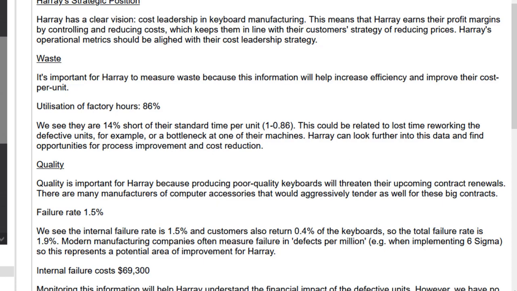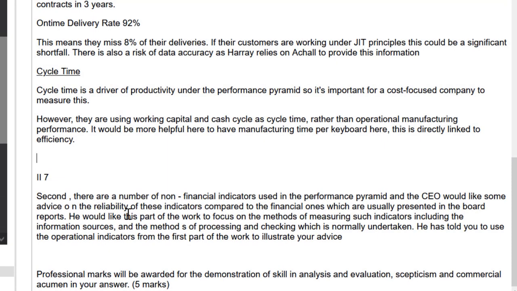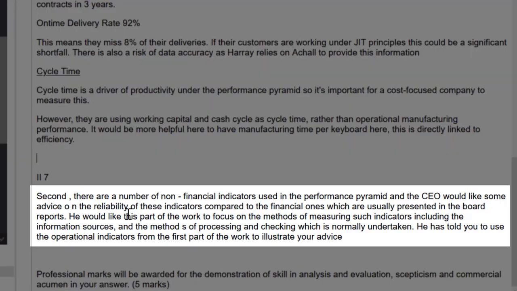Let's move on to the next part of this requirement. Here in the second task from the CEO, we are being asked to advise on the reliability of the non-financial indicators. Compare those to the financial indicators usually presented in the board reports. And we should focus on methods of measuring the indicators, methods, sources of information, and methods of processing and checking, which is normally undertaken. So they're giving us a lot of great clues about how we can build up our answer. And we've been asked as well to use the operational indicators from the first part of our work to illustrate our advice.